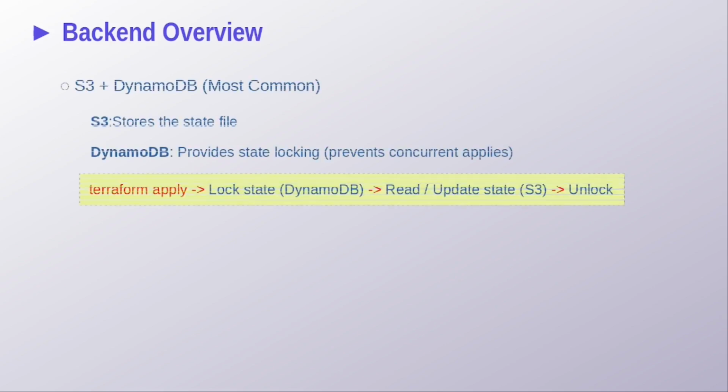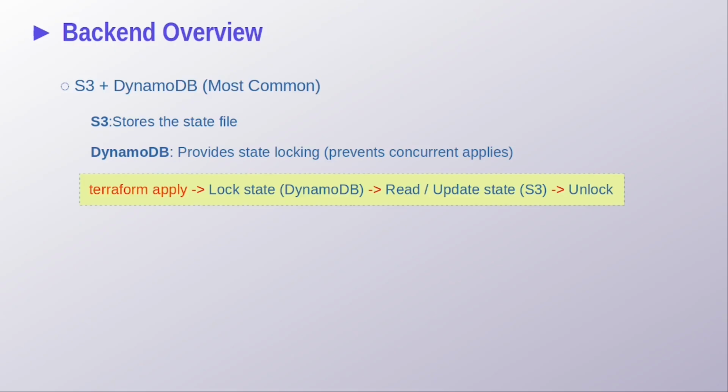Backend overview. Now let's talk about the backend. What is a backend? A backend is where Terraform stores and manages its state. It also controls locking, state access, and collaboration.